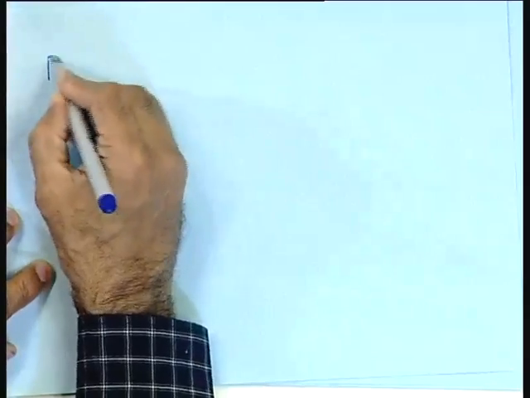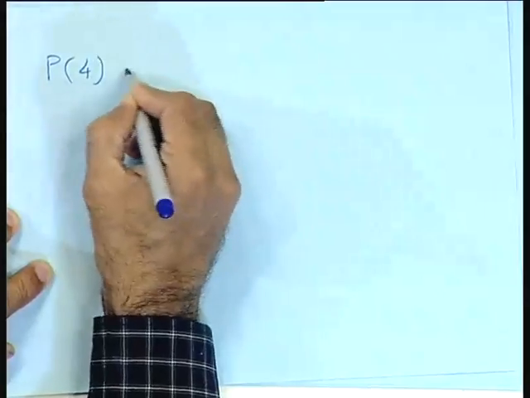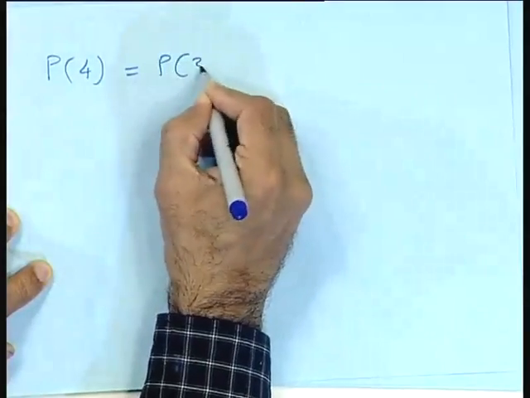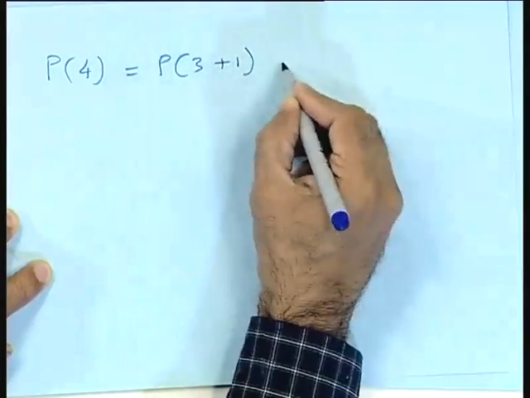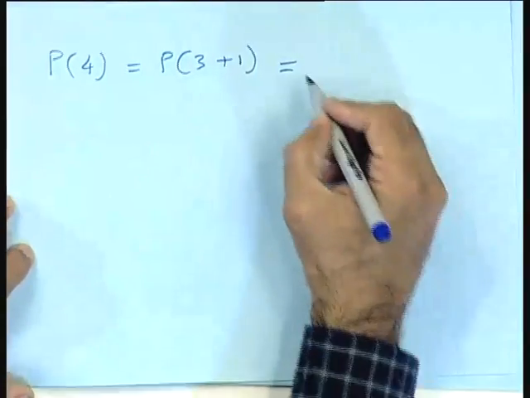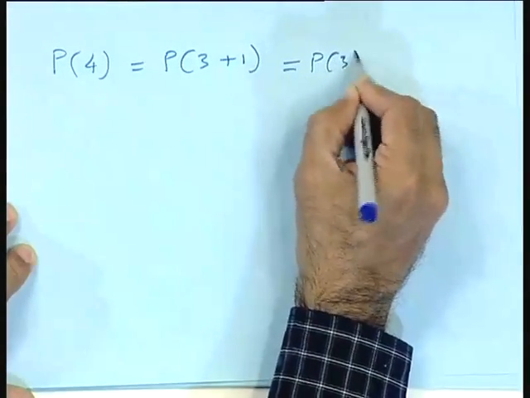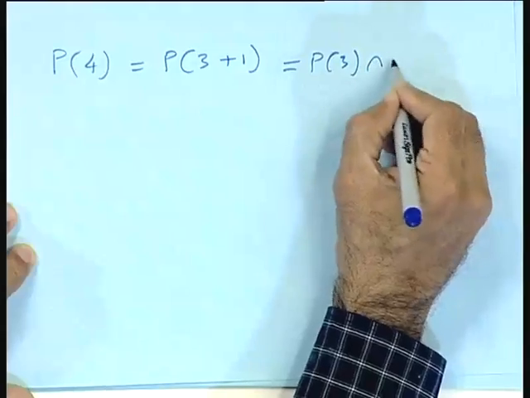Therefore, for the two of them to occur together to give me a sum of 4 is going to be 1 by 6 multiplied by 1 by 6. That's a simple calculation that I could do quite easily. It would turn out to be 1 by 36. So one way to find 4 is going to be probability 3 plus 1. And these are on 2 different dice, so therefore it's going to be probability of 3 and probability of 1.